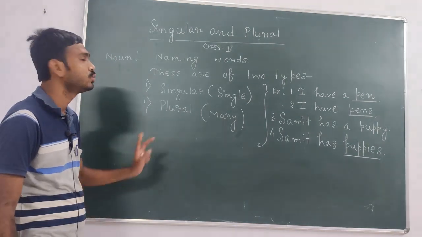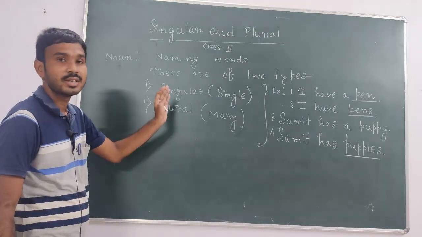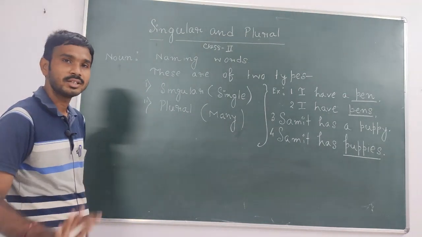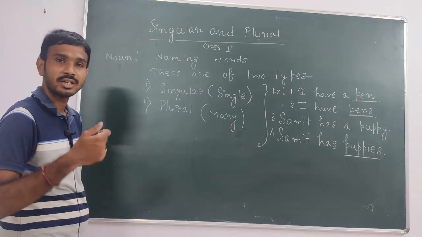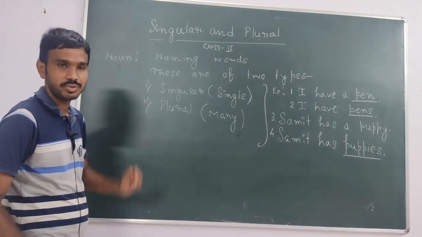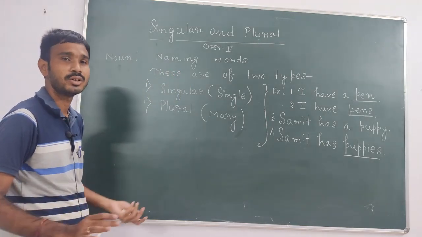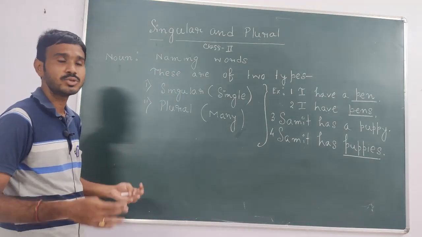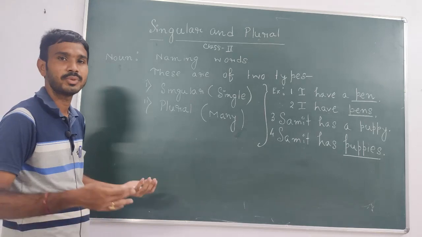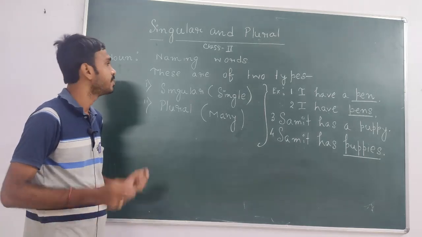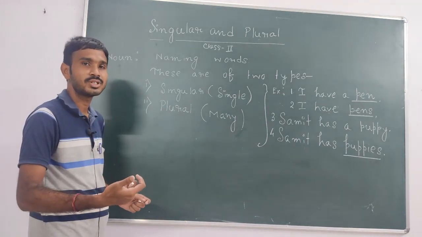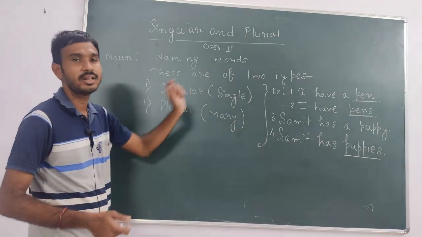Today we are going to do the class of English. Topic is singular and plural. Basically the words singular and plural come in terms of nouns. What is a noun? Noun is a naming word. A noun is a word that is used to describe the names of a person, place, things, etc. So in one-word definition, a noun is a naming word.